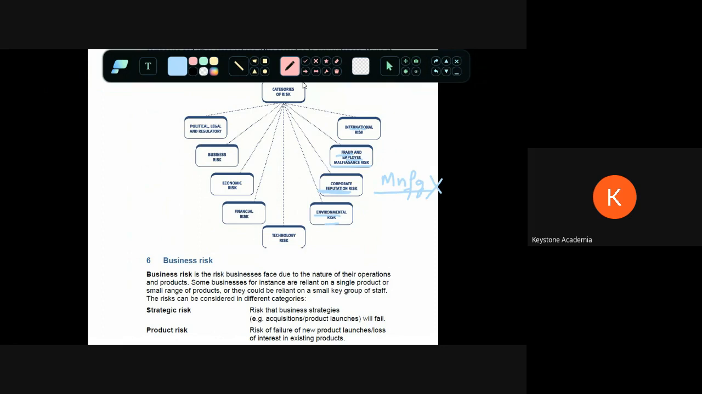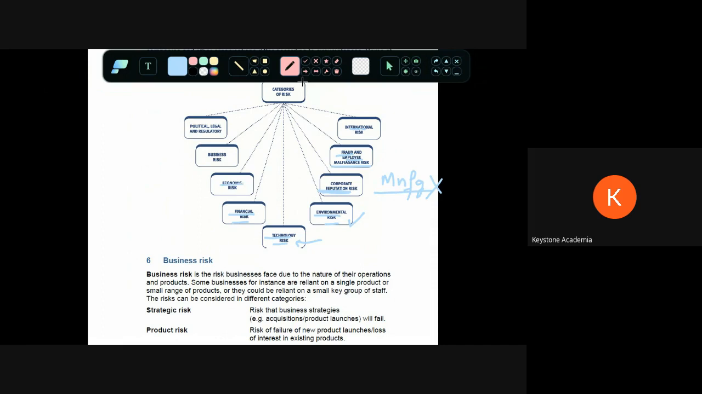Environmental risk: if your product is going to harm the environment, maybe through a chemical spill, through some gases, through cutting down trees, or using non-renewable resources, that will come under your environmental risk. Technology risk is the risk of technology continually changing. So how are we going to keep up with that? You will have to train your employees. Financial risk is not having the ability to finance your investments.